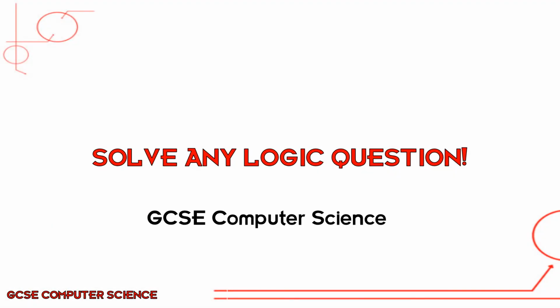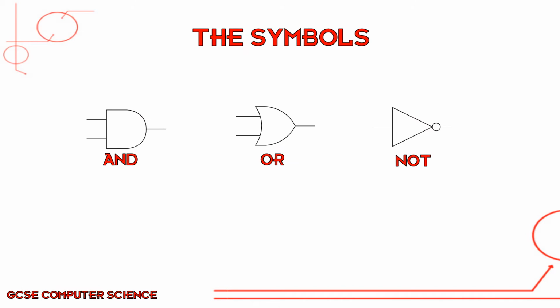This video is designed to help you solve any exam question about logic gates, truth tables, or circuit diagrams. The obvious and most required thing that you're going to need is to know what the gates actually look like. So these are our logic gates. You've got the AND gate, the OR gate, and the NOT gate.